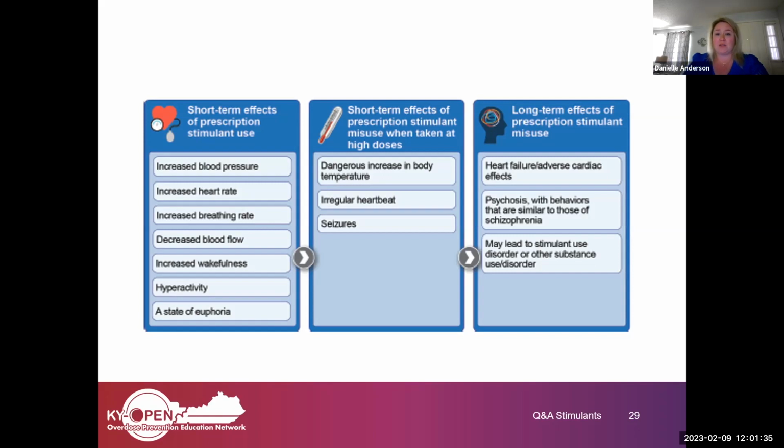The short-term effects of prescription stimulant use when taken at high doses can be dangerous: increase in body temperature, irregular heartbeat, and seizure. And then long-term effects of prescription stimulant misuse are heart failure and adverse cardiac effects. And these typically occur at doses higher than what's prescribed. Psychosis with behaviors that are similar to those of schizophrenia, so patients may hallucinate or they may have delusions. And this long-term prescription misuse may lead to a stimulant use disorder or other substance use disorder.